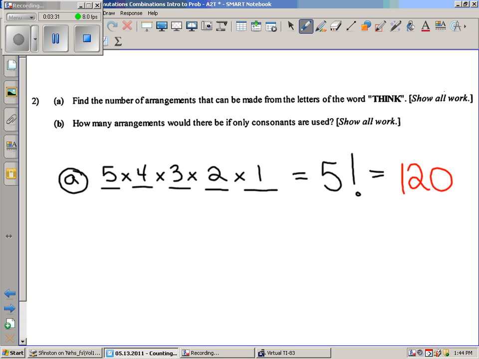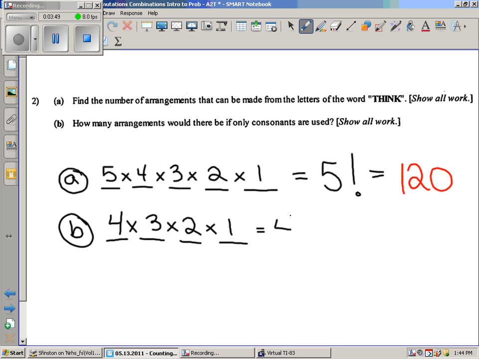Let's do B. Arrangements if there's only consonants. You know what a consonant is, right? Anything not in think? Yeah. Here we go. 4 factorial. 24. Very nice, Malik. That's all we got.